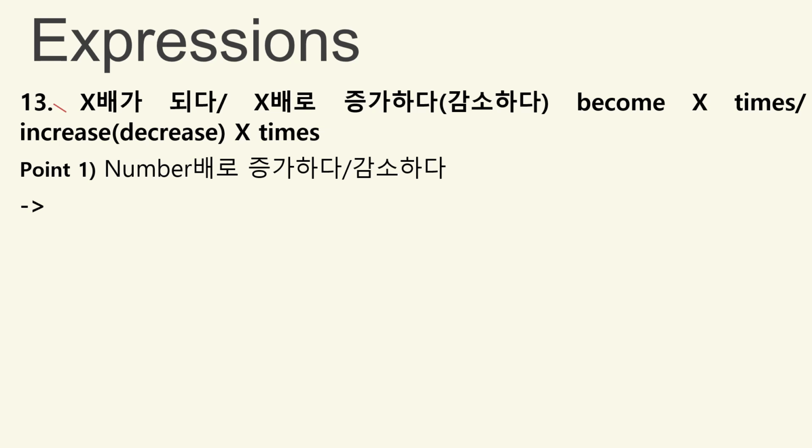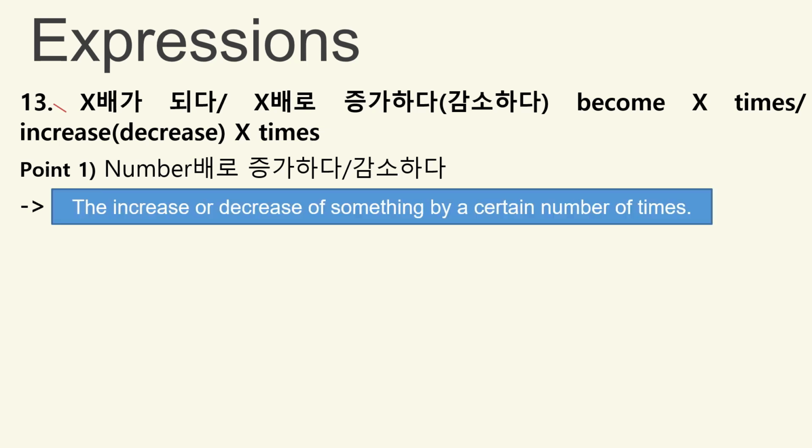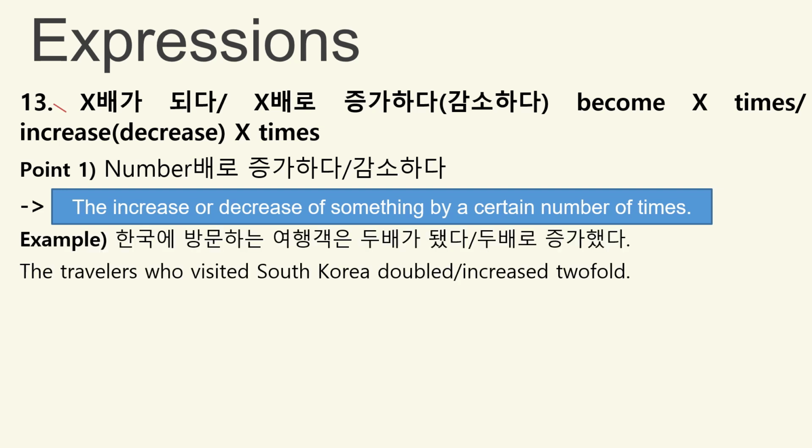We can take this further into another expression. number 배로 증가하다, 감소하다. Could you guess what this means with what we learned so far? It can be used to refer to the increase or decrease of something by a certain number of times. Let's look at an example sentence to help us out. 한국에 방문하는 여행객은 2배가 됐다, 2배로 증가했다. Here is the English translation. We can replace the number before 배. This would mean that, for example, 3배 and 4배 would mean tripled and quadrupled, or threefold, fourfold, respectively.